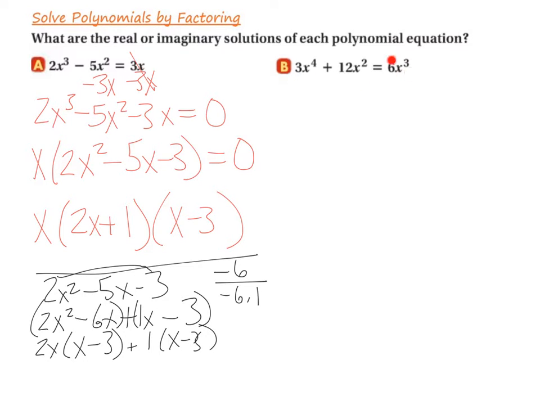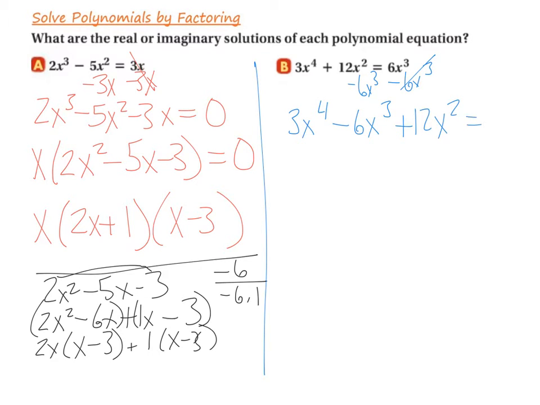So for the second one, I still need to move this over. So I'm going to subtract 6x to the third. And for this one, I'm going to need to factor out more than just an x. I have a common factor of 3x squared, and in parentheses, what I have left over. So 3x to the fourth divided by 3x squared, I have x squared left over, minus 2x plus 4.